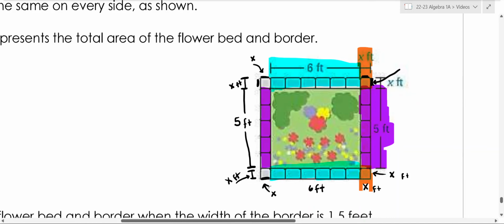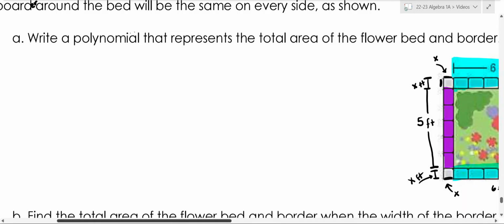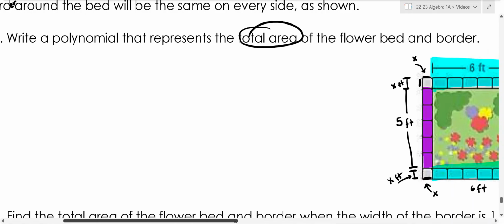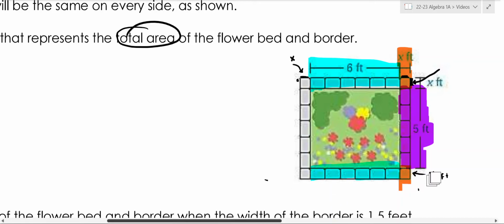All right, so that's a lot of coloring, but we want a polynomial. Write a polynomial that represents the total area of the flower bed and border. So we want an expression that's going to give us the border. This is where addition and multiplication mix in, right? So focusing on just that top portion, let's get rid of some of this distraction.